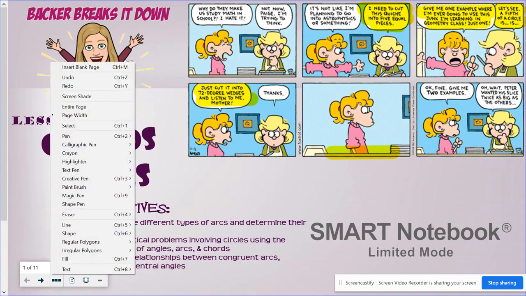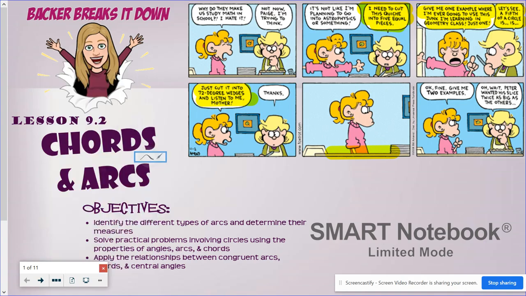So, her mom was talking about a quiche, and she said it's 5 equal pieces. So we've got our circular quiche, and our 5 equal pieces. Bear with me here, I have to draw 5 equal pieces. That's pretty good, right? So where's she coming up with the 72 degrees?